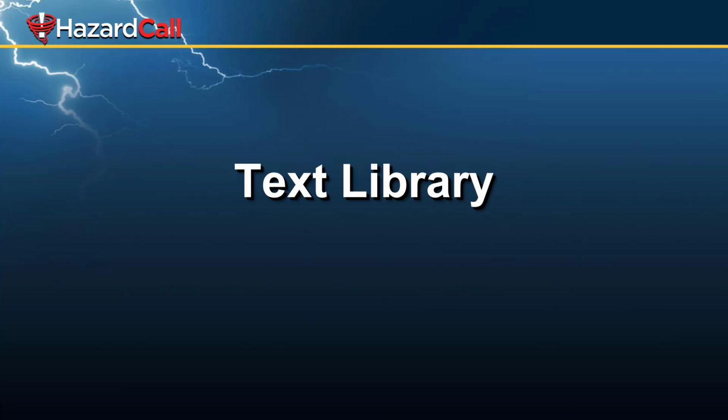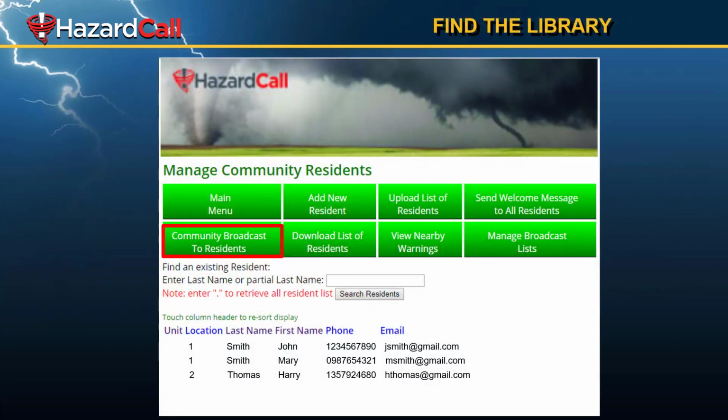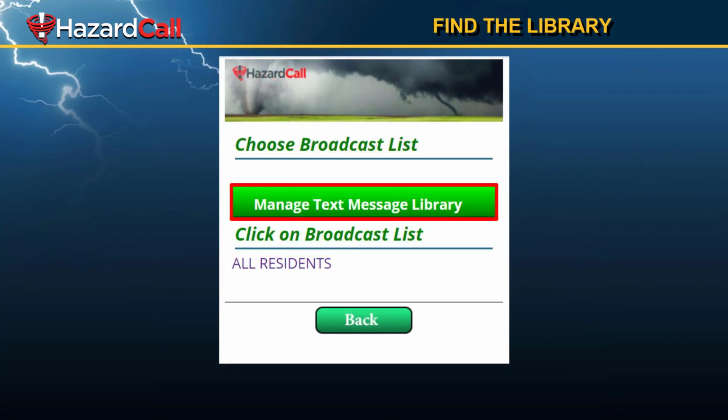Now let's talk about the text library. This is a feature that lets you send community broadcasts faster and easier, and lets you send them bilingually. To see where the text library is located, we're going to go to Community Broadcast to Residents again. We're going to click on Manage Text Message Library.